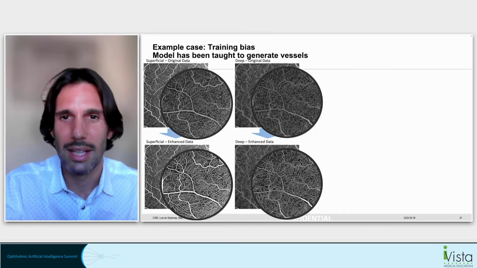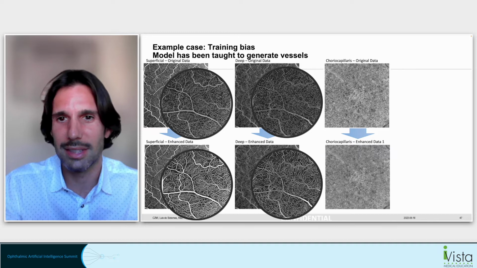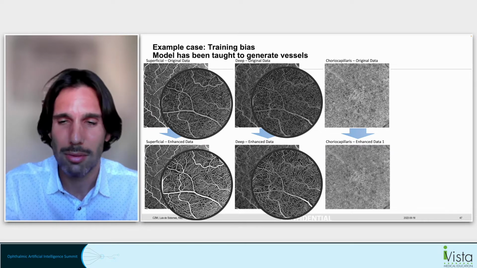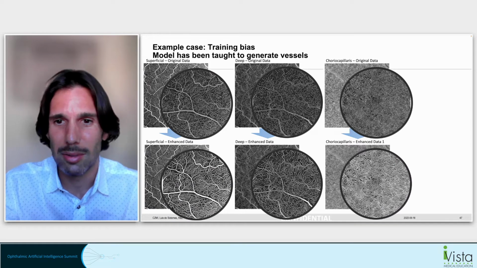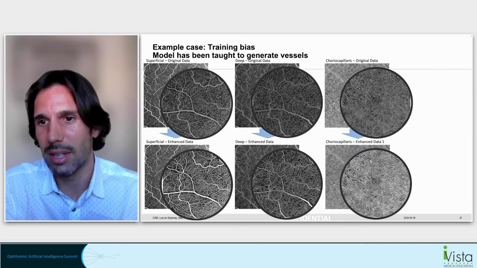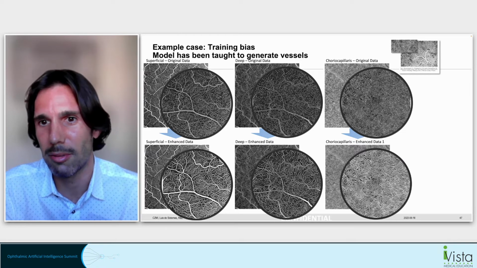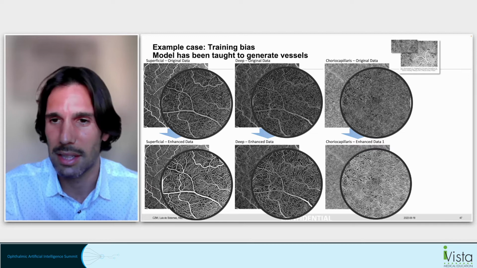Everything was great. And then we got a choroid capillaries slab, and this model had only seen the superficial and deep retinal slabs. When we applied it to the choroid capillaries, we saw that it was creating something completely fake, creating really small vessels on the choroid capillaries. And we know from the literature that it should not look like that. It should look more like punch holes in a net.